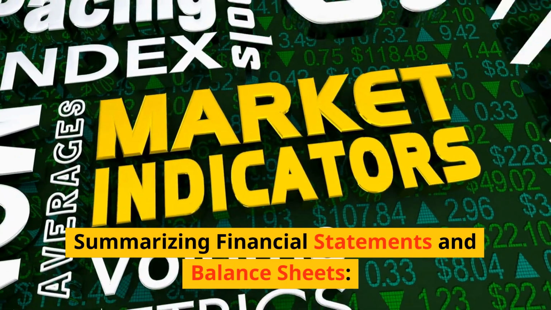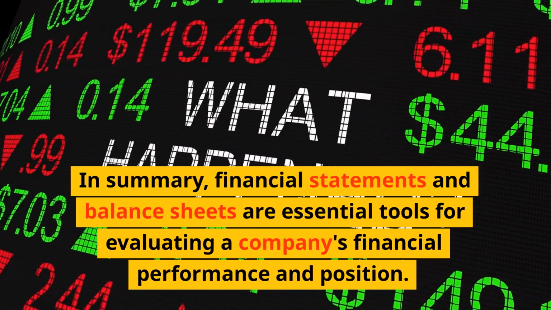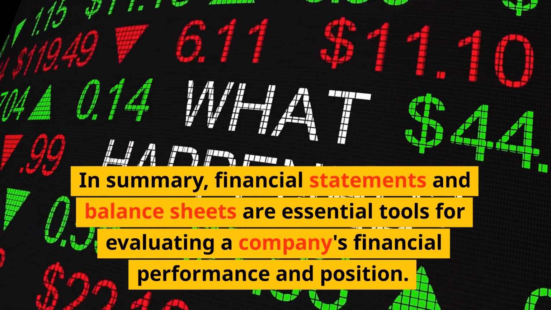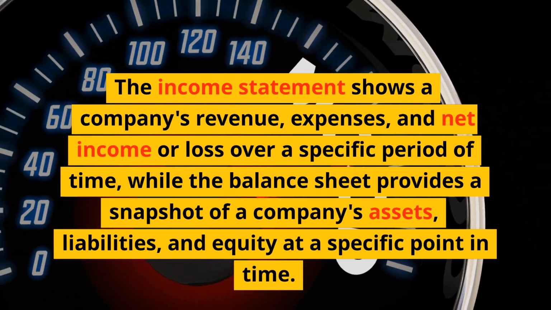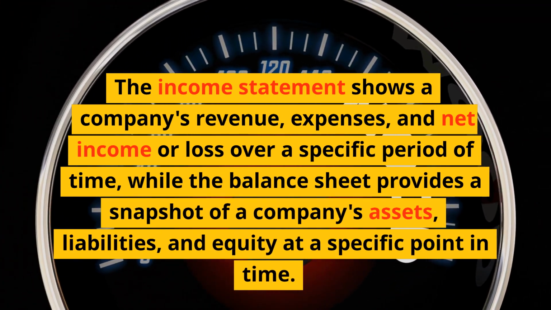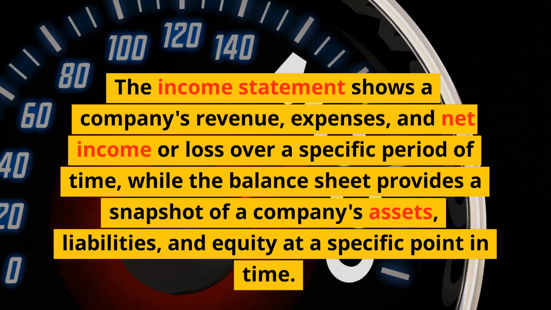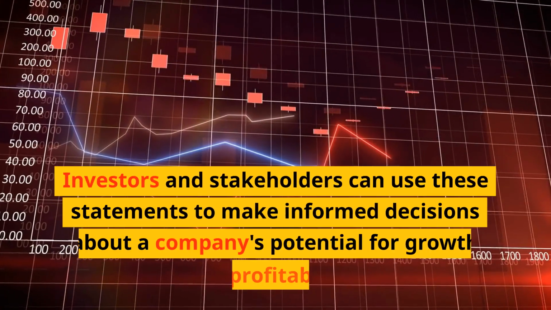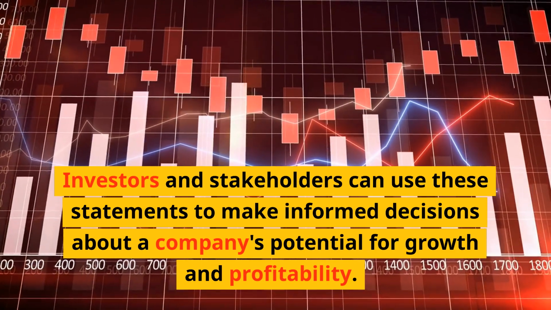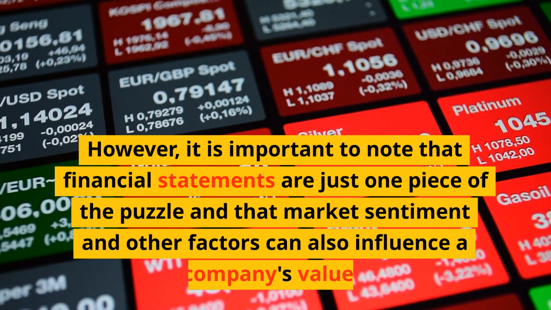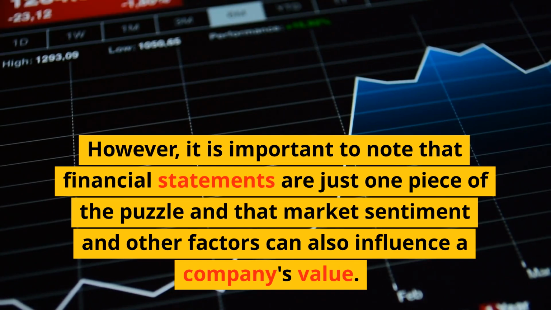Summarizing financial statements and balance sheets. In summary, financial statements and balance sheets are essential tools for evaluating a company's financial performance and position. The income statement shows a company's revenue, expenses, and net income or loss over a specific period of time, while the balance sheet provides a snapshot of a company's assets, liabilities, and equity at a specific point in time. Investors and stakeholders can use these statements to make informed decisions about a company's potential for growth and profitability. However, it is important to note that financial statements are just one piece of the puzzle and that market sentiment and other factors can also influence a company's value.